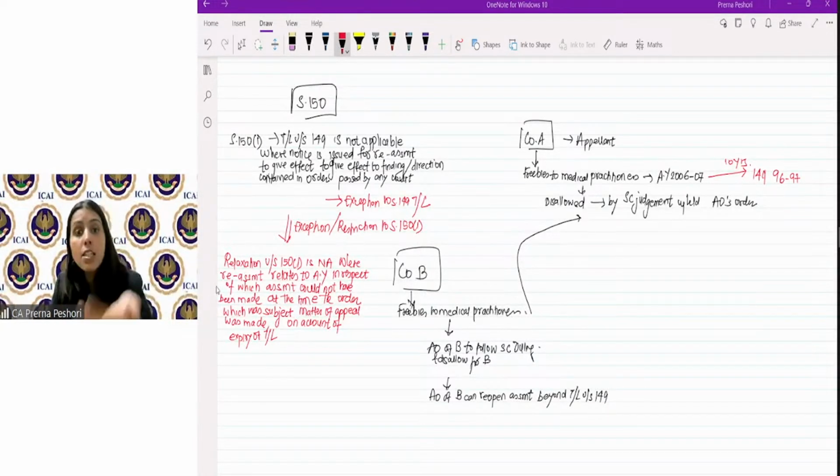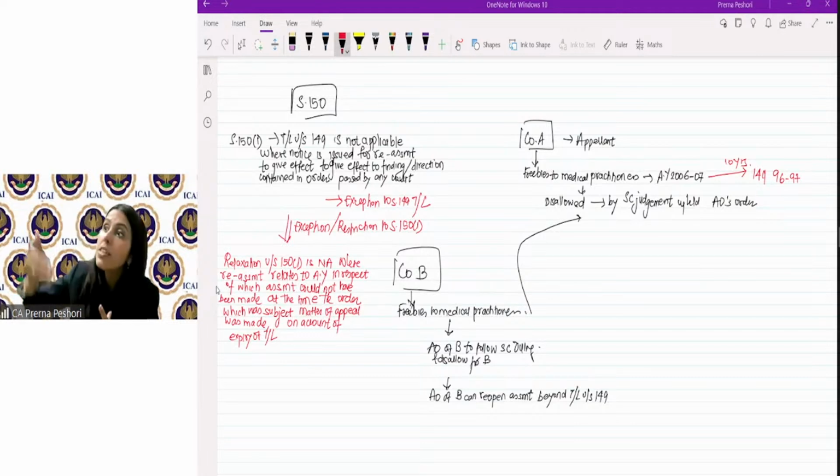In respect of which the assessment could not have been made at the time the order which was subject matter of appeal, which is AY 67, on account of the expiry of the time limit at that point of time itself. So it says the relaxation of 150 subsection 1 will not apply at the time the order which is a subject matter of appeal, if the time limit for the earlier AY has already expired. Are we clear?